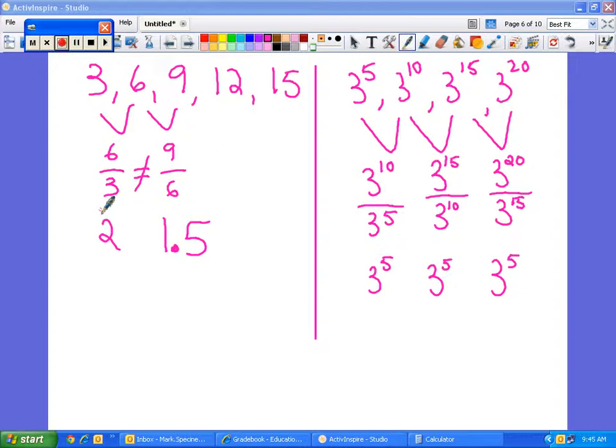So that's the first thing that you might be asked to do, is identify whether you have a geometric sequence. So I could actually ask this as one big problem. Is it a geometric sequence? Identify the common ratio, and then find the blah, blah, blah term. 9th term, 10th term, 14th term, whatever. Which is what we're going to do next.